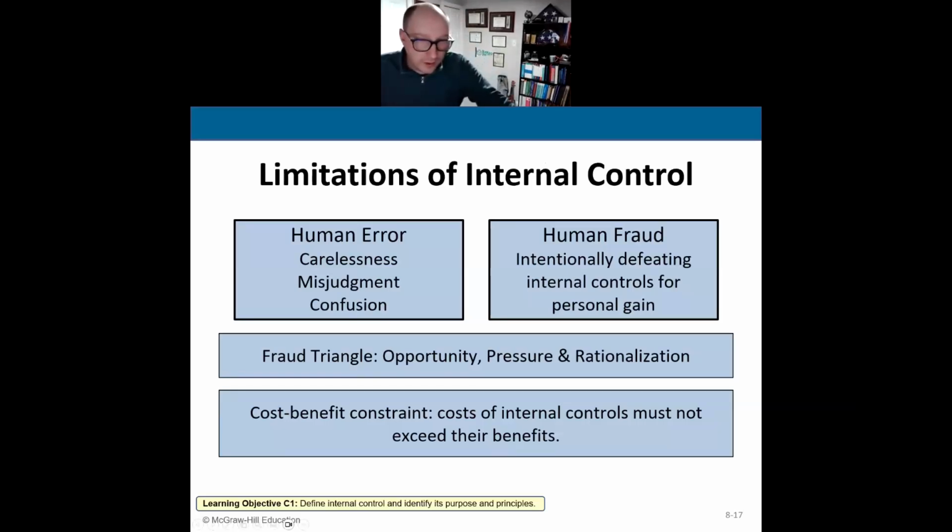The last part of this limitation is called a cost-benefit constraint. This is where the cost of the internal controls cannot exceed their benefits. Cost-benefit, right? If the costs exceed the benefit, then it's no longer a benefit, you see. So cost-benefit constraint.